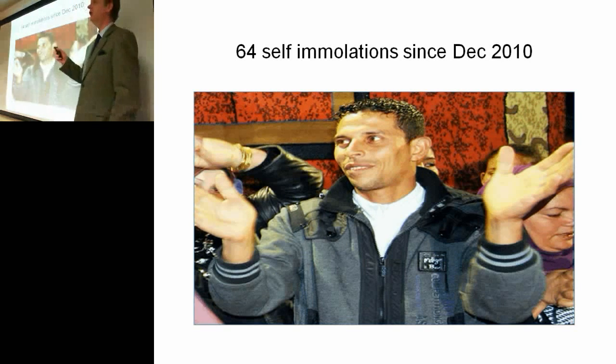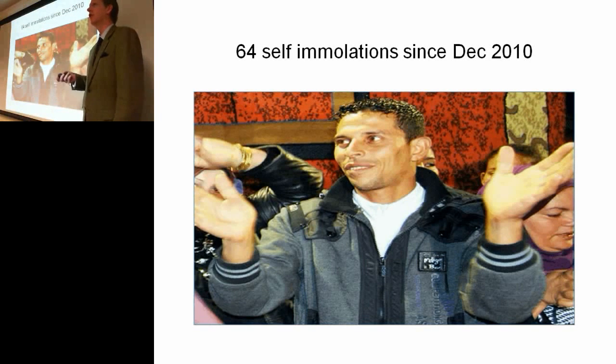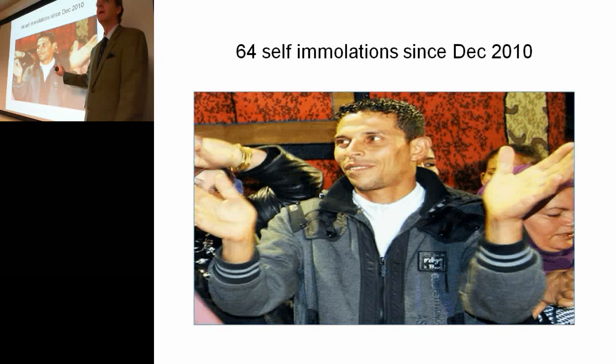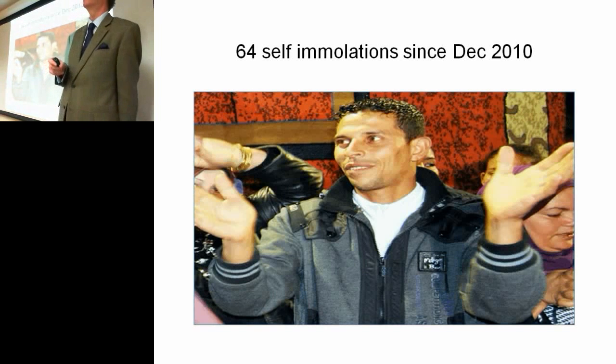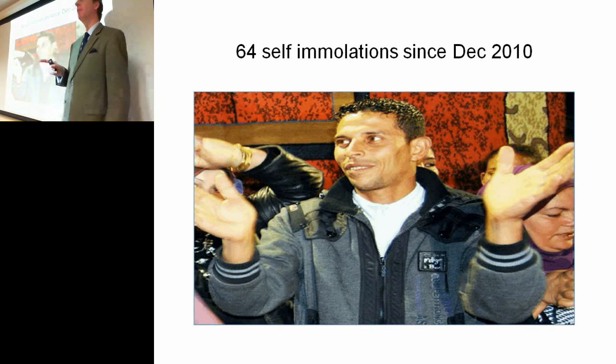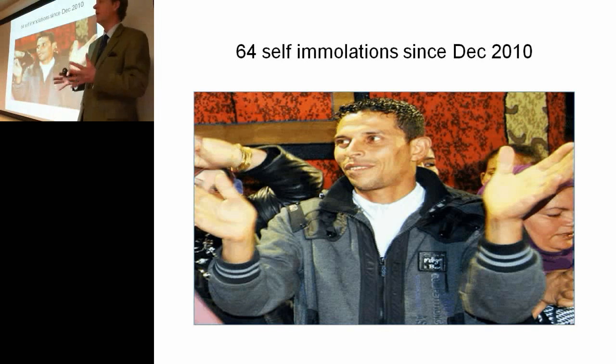De Soto discovered, uncovered, or collected the information, I suppose, that after Mohamed Bouazizi, and we know that there were very few self-immolations before Bouazizi took his own life, but after Bouazizi, there were 64 self-immolations across North Africa, all of which were perpetrated by entrepreneurs. 64 people who were small business owners. Those were the people who killed themselves.